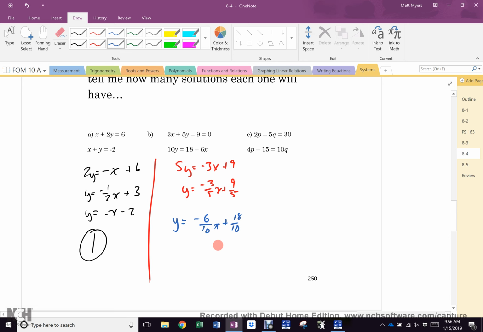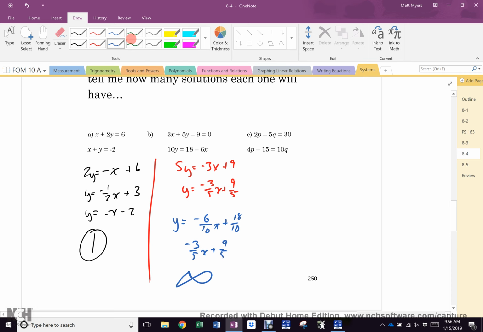How many solutions? Infinite. Why, Hayden? Those don't look the same to me. Of course they're the same when you simplify, because when do we simplify? Always. Every single fraction you see from now until the end of your math career, what should you be doing if you can? Simplifying. And that, of course, becomes -3/5 x plus 9/5. So that has infinite solutions.